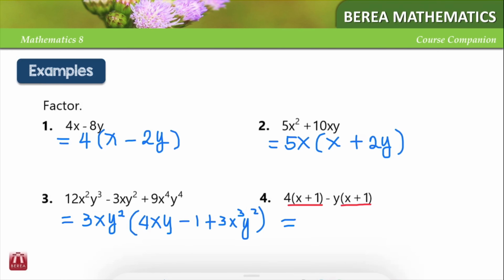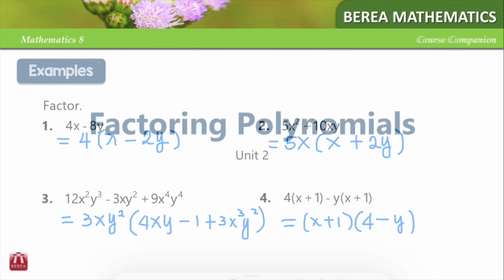So the same rule will also apply here. The common factor is the entire expression x plus 1. And the second factor would be 4 minus y. So the factors are x plus 1 times 4 minus y. So basically that's how you factor using common monomial factoring.